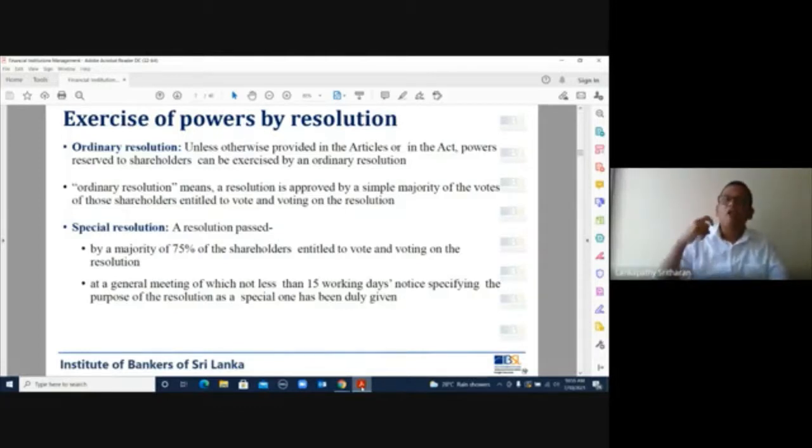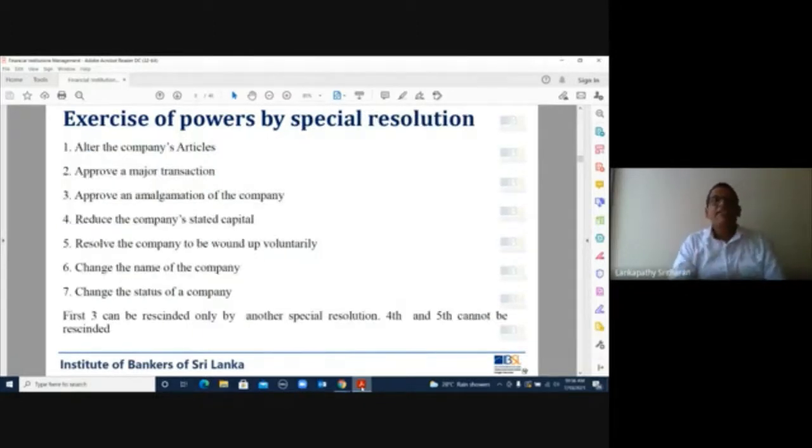So these are the two ways a shareholder can exercise their powers. One is passing an ordinary resolution. The second one is passing a special resolution. And other than some specified circumstances, in all other circumstances you can pass the resolution by ordinary majority or simple majority. I have already mentioned that for certain cases only, a special resolution is necessary. What are the things?